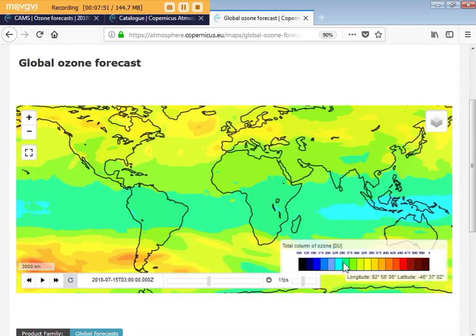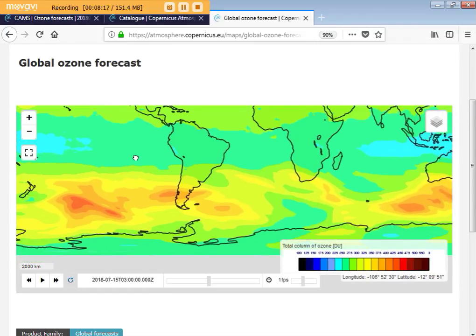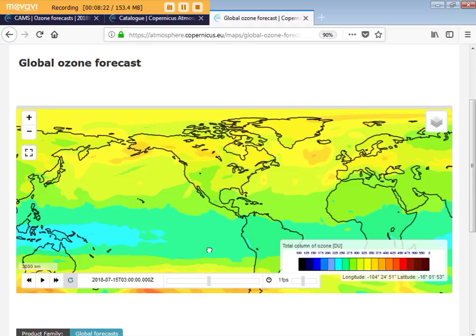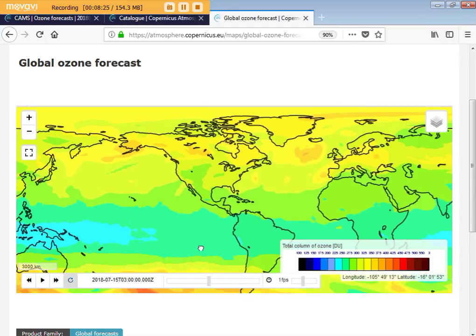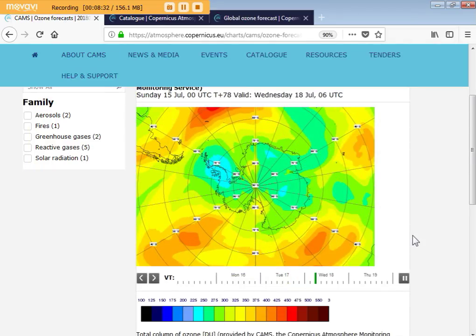See that blue? That's 225 DU, and that's very low. That's very low, and it's very thin, and then even going up into the 250, 275 range, that's still very thin, and it still lets through lots and lots of ultraviolet radiation, and that's what's causing so many skin cancers and skin problems, and your DNA is unwinding, and I mean, it's a whole laundry list. So this is serious stuff.